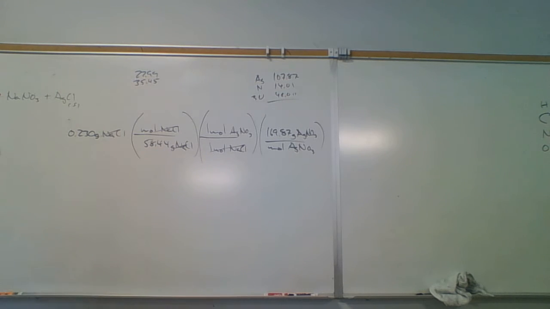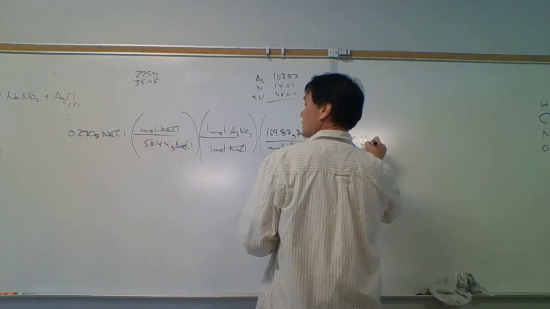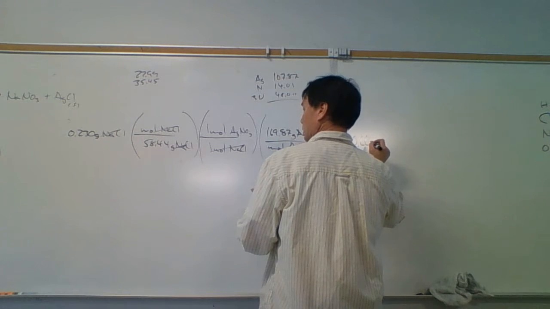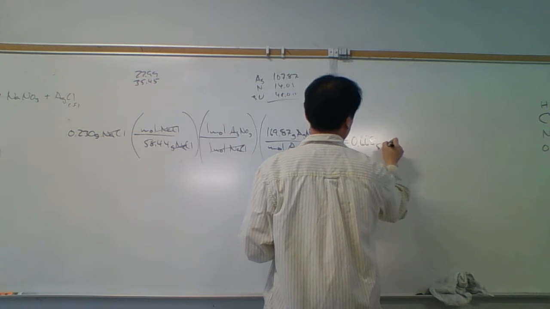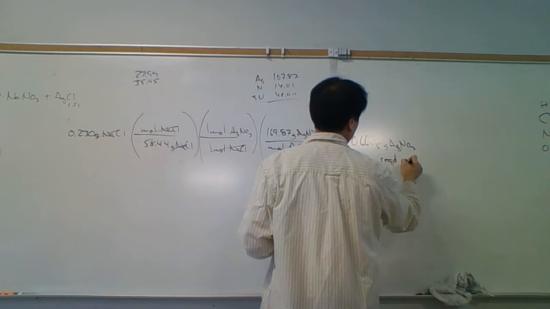So let's calculate how many grams are required to precipitate out the sodium chloride. So 0.23 divided by 58.44 times 169.87. 0.6685. 0.66. About 0.6685 grams required for sodium chloride.